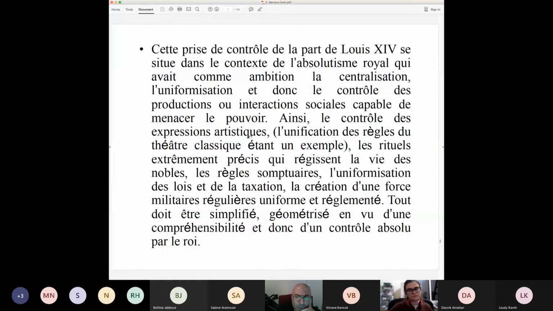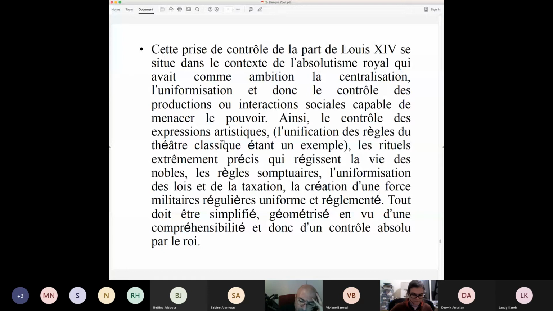And the royal absolutism, which was its basic ambition, which is centralization. Centralization of power in Versailles over the whole French kingdom. And what standardization did was allow for greater control.